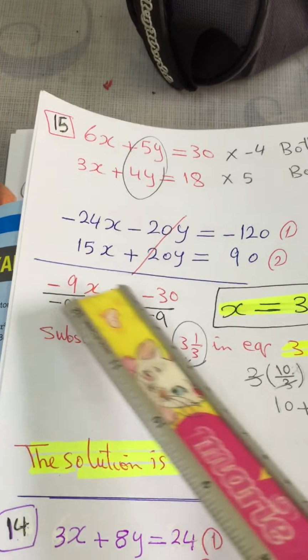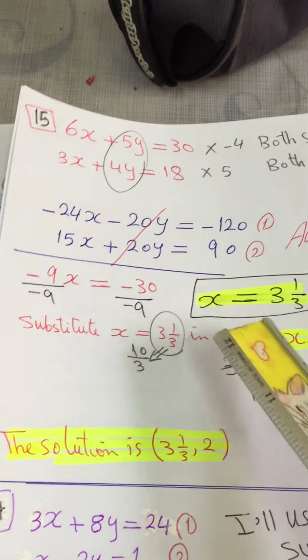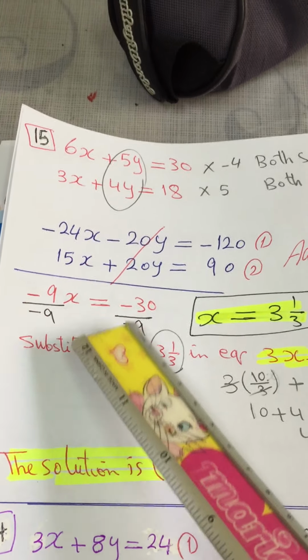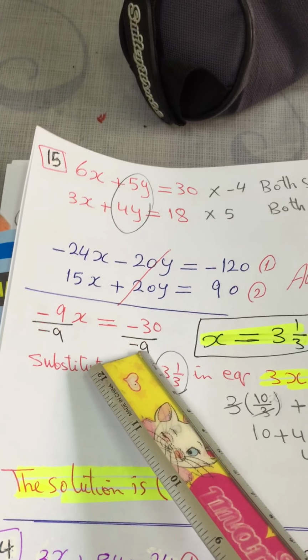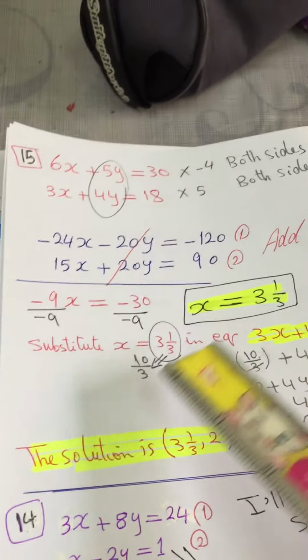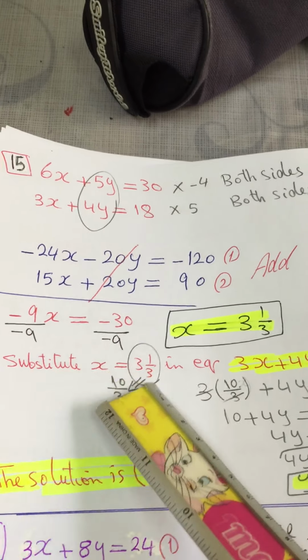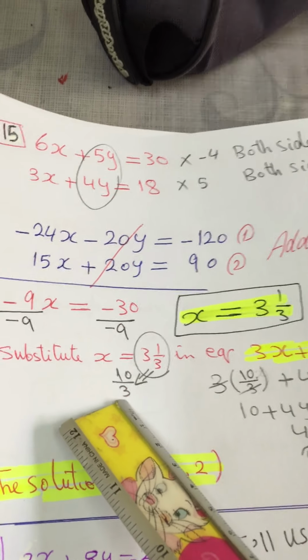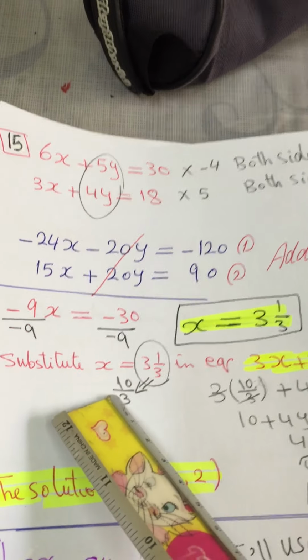Divide by 9 both sides. So x equals 3 and a third. 30 divided by 9 equals 3, and the 3 is left over 9. So it will be 3 and a third after simplification. Now x equals 3 and a third. That's to say we can make it a fraction. Keep 3 down, 3 times 3 plus 1.